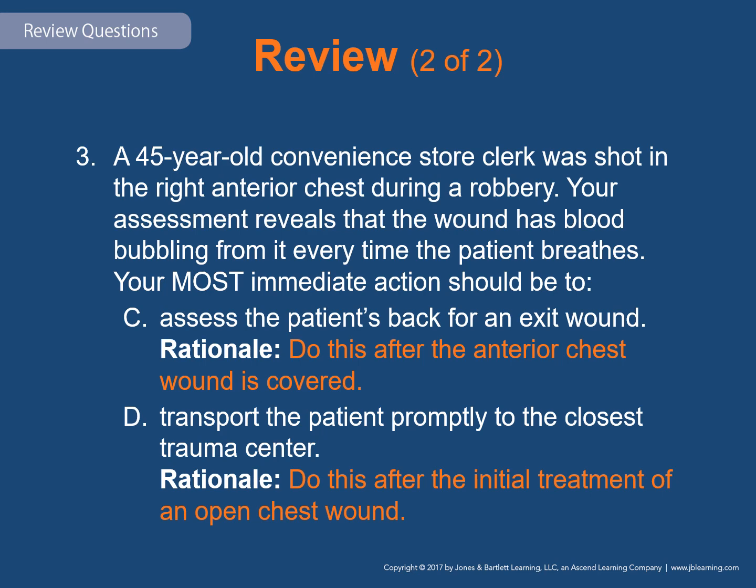C, assess the patient's back for an exit wound. You do this after the anterior chest wound is covered. So cover the sucking chest wound, then check for an exit wound of some kind. In this case, you're checking for an exit wound because they've been shot. D, transport the patient promptly to the closest trauma center. Do this after the initial treatment of an open chest wound. If you don't do that first, their chances of making it to the hospital alive are pretty slim. So cover that sucking chest wound, check for an exit wound, high flow oxygen, get them to a trauma center right away, and in that order.